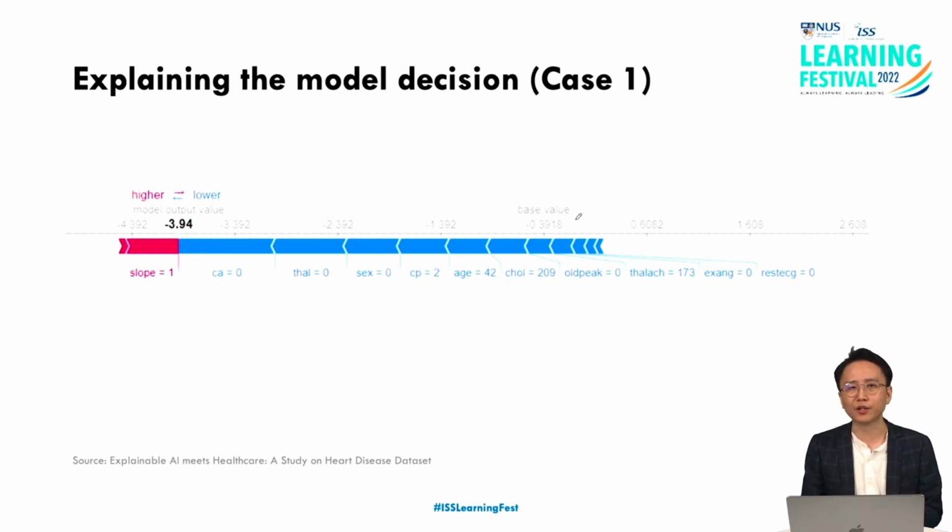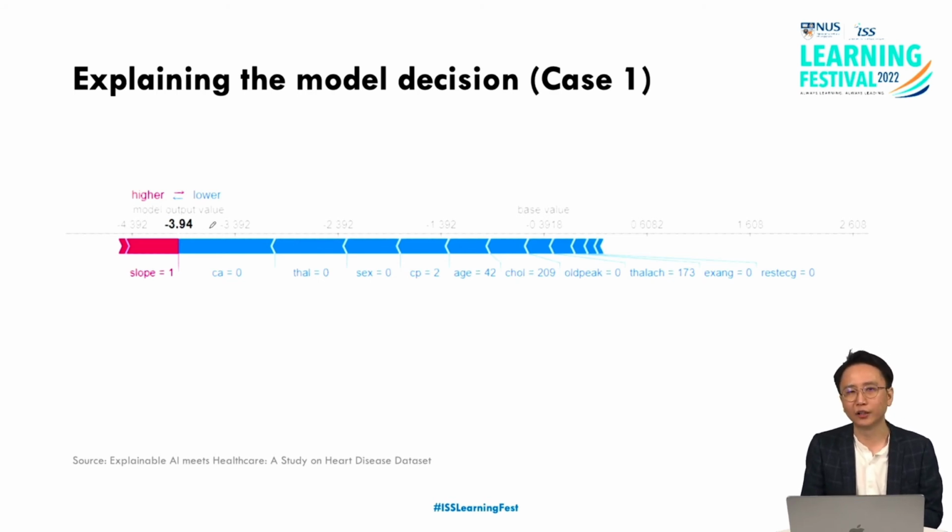So for this patient, the model output is minus 3.94, which is much lower than the base value minus 0.3918. The patient is likely to be normal. Now we know the model's decision, but what causes the model to make that decision? Or rather, what pushes the model output to be that low?